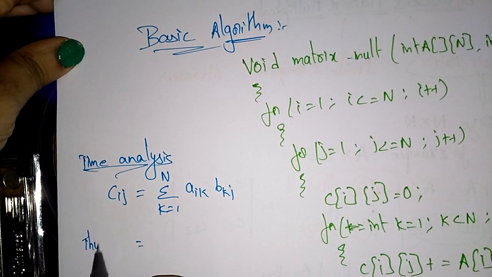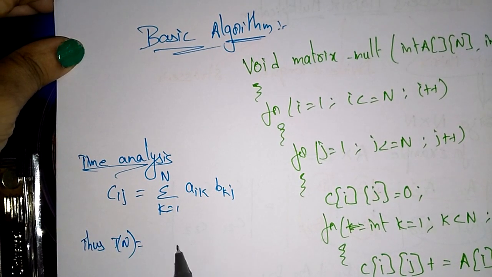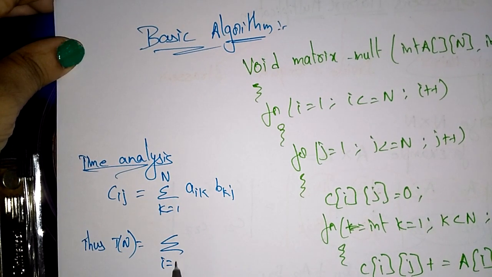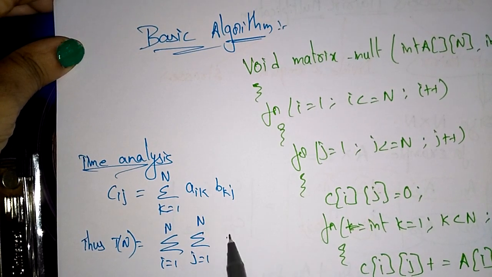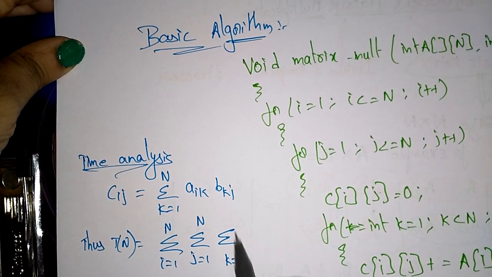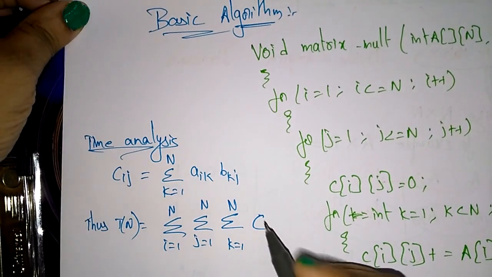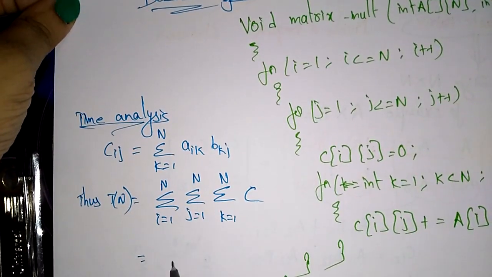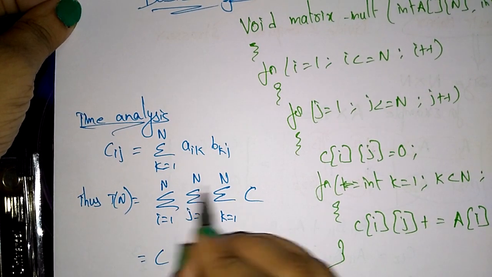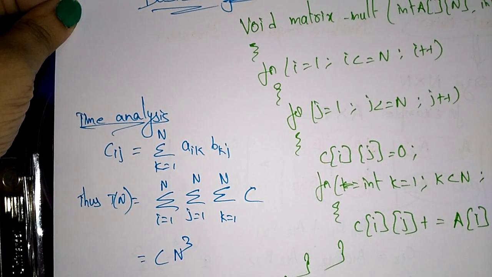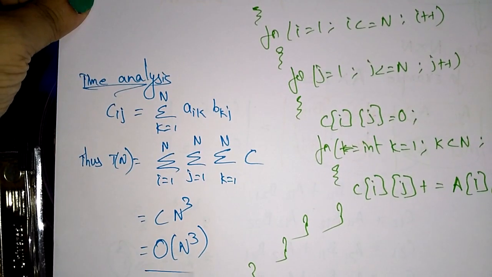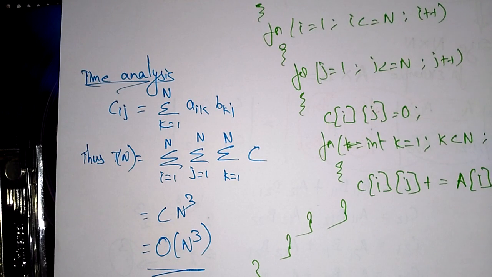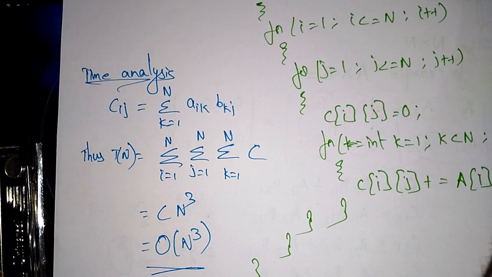Thus the time complexity is sigma of i equal to 1 to n, sigma of j equal to 1 to n, and sigma of k equal to 1 to n. So in total you take n into n into n, which is n cube. So it's nothing but order of n cube. The time complexity of the basic algorithm is n cube. So this is about the basic matrix multiplication.